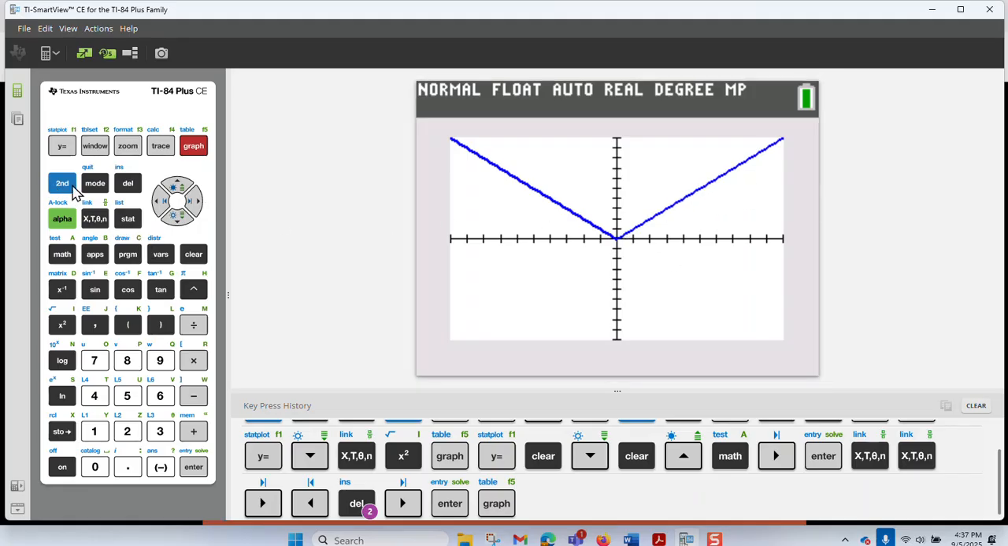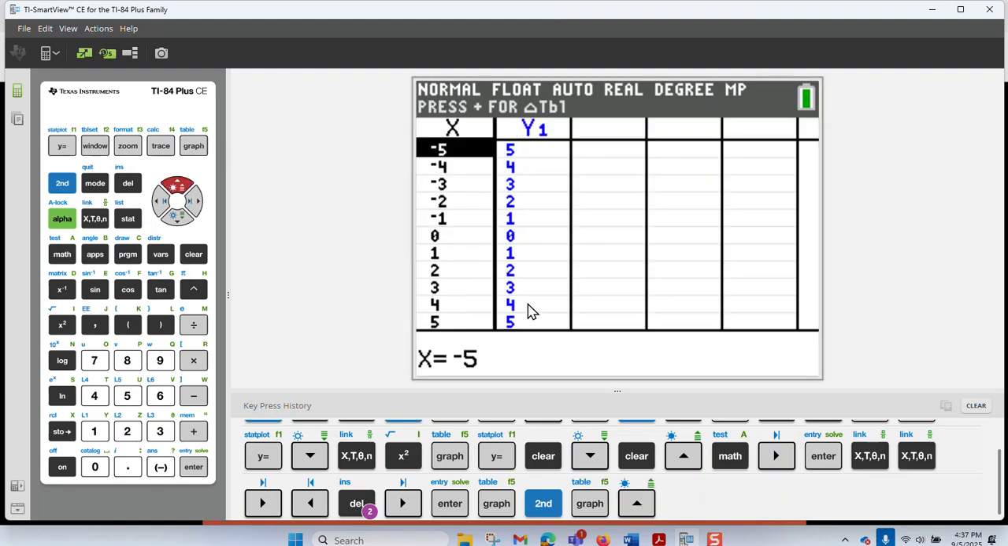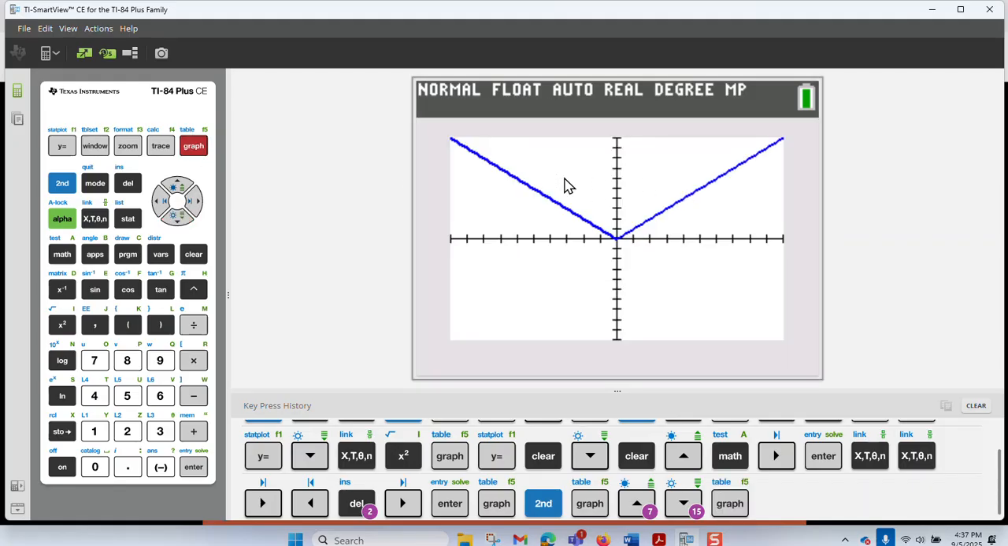And if you go to second graph, you will see all the table in here. Look at that. So when x is -1, y will be positive 1; when x is -3, y will be +3, right? So you can see all the way up and down. When x is 0, y is also 0. When x is 4, y is also 4. So that is y equal to absolute value of x. Look at that, right?